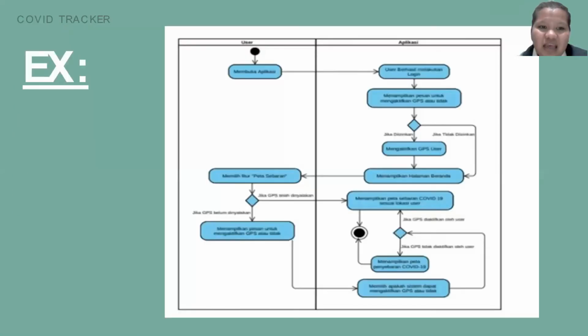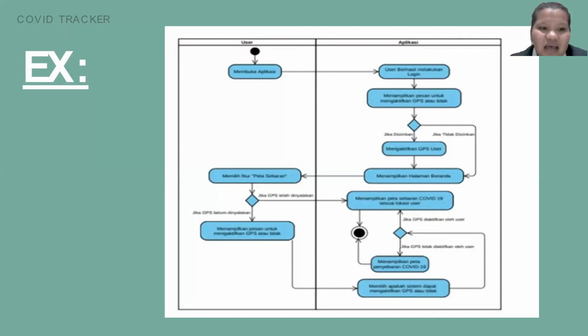This is the activity diagram of the maps function. In the activity diagram, there are several elements named initial state, final state, activity, join, decision, and also swimlane. There are two organizations named user and application. Activity begins with the initial state, that is, the user opens the application, and after success, the application will display a message to activate the GPS.